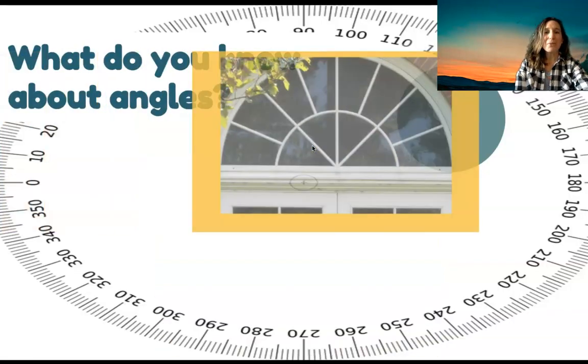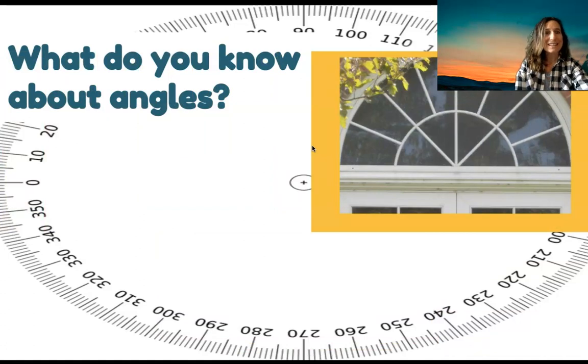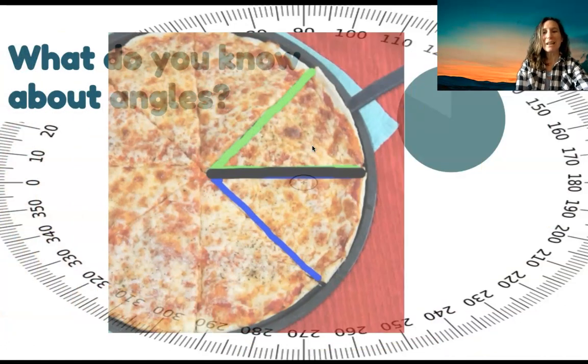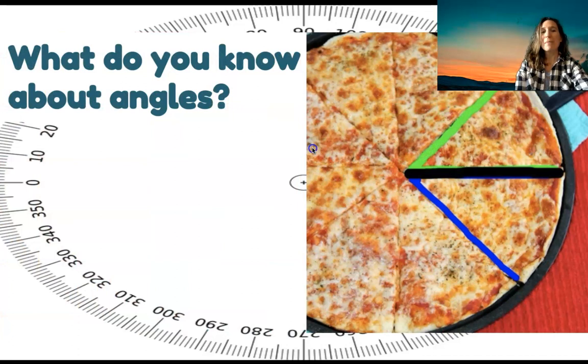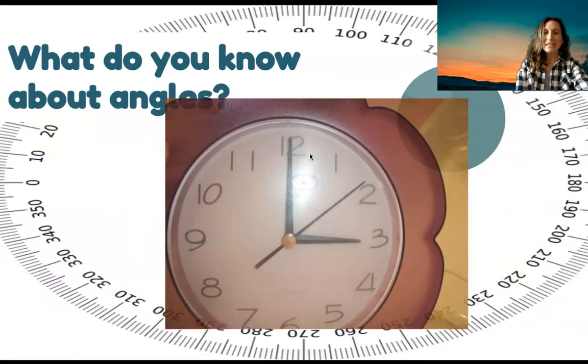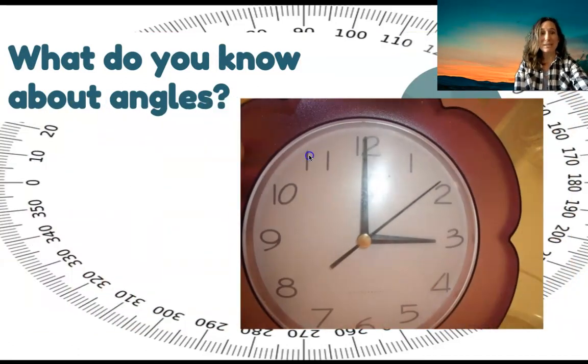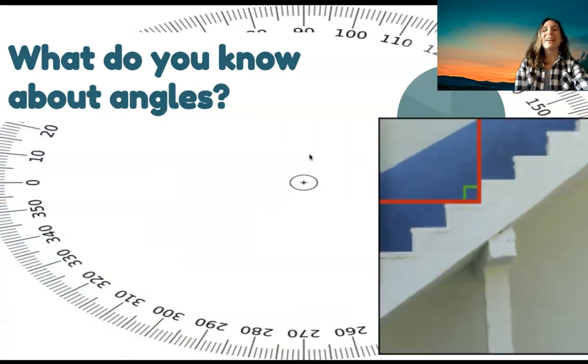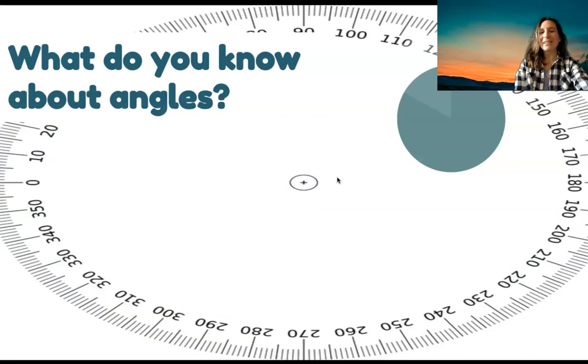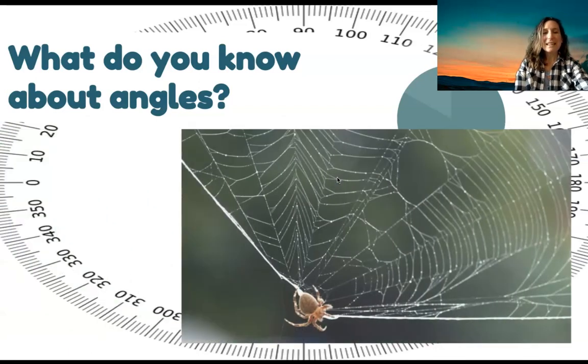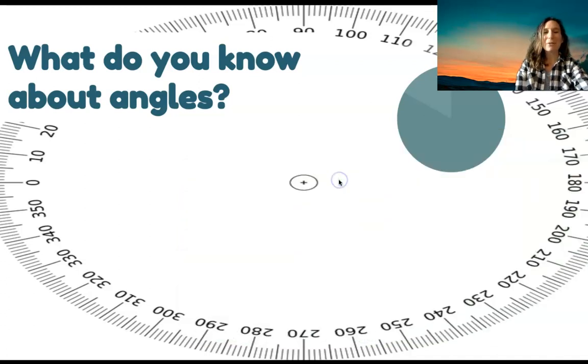You might know that they are all around us. We see them in windows, we see them in food. They're going to remind us of fractions that we've learned. They're in clocks, if you see a clock like this in your house. They are in stairs. We have lots of right angles all around us. We also see them in nature. This is fascinating to look at. Once we study these, you're going to see them everywhere.